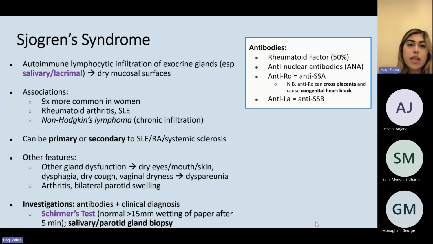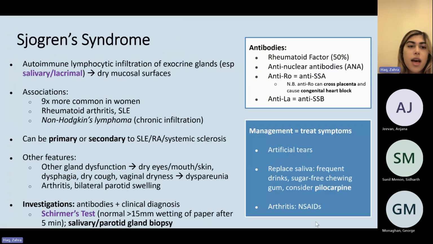In terms of the antibodies associated, rheumatoid factor, anti-nuclear ANA antibodies, anti-Ro and anti-SSA, and anti-La and anti-SSB. So there's quite a large repertoire of antibodies associated with this syndrome in particular.